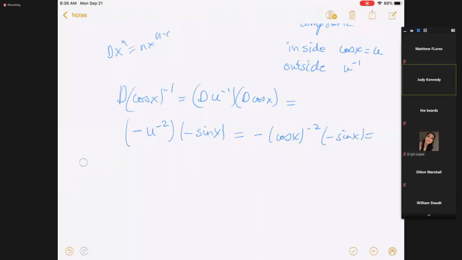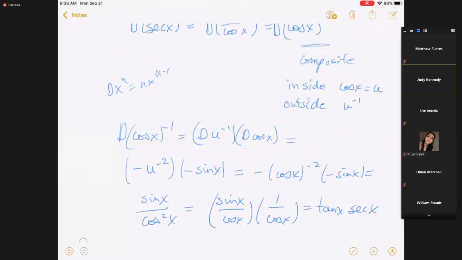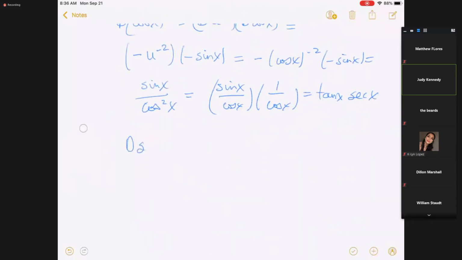So we've got minus minus. And what we've really got there is the sine of x over the cosine squared of x, which I can write as sine of x over the cosine of x times 1 over the cosine of x, which is the tangent of x times the secant of x. So the derivative of the secant is secant x tangent x. I just wrote it in different order.